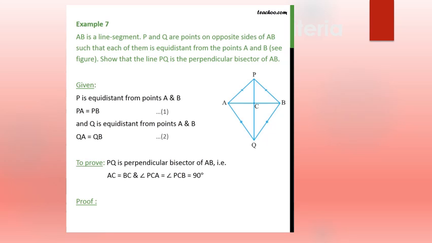Now in the given part, we will see whatever is given to us. What is given? PA is equal to PB because P is equidistant from A and B. QA equals QB, again because Q is equidistant from A and B. What we have to show: PQ is a perpendicular bisector of AB. Now perpendicular bisector means it has to be 90 degrees and also bisecting the side AB. So that's why we have written AC is equal to BC and angle PCA equals PCB equals 90 degrees. Now let's move on to the proof.